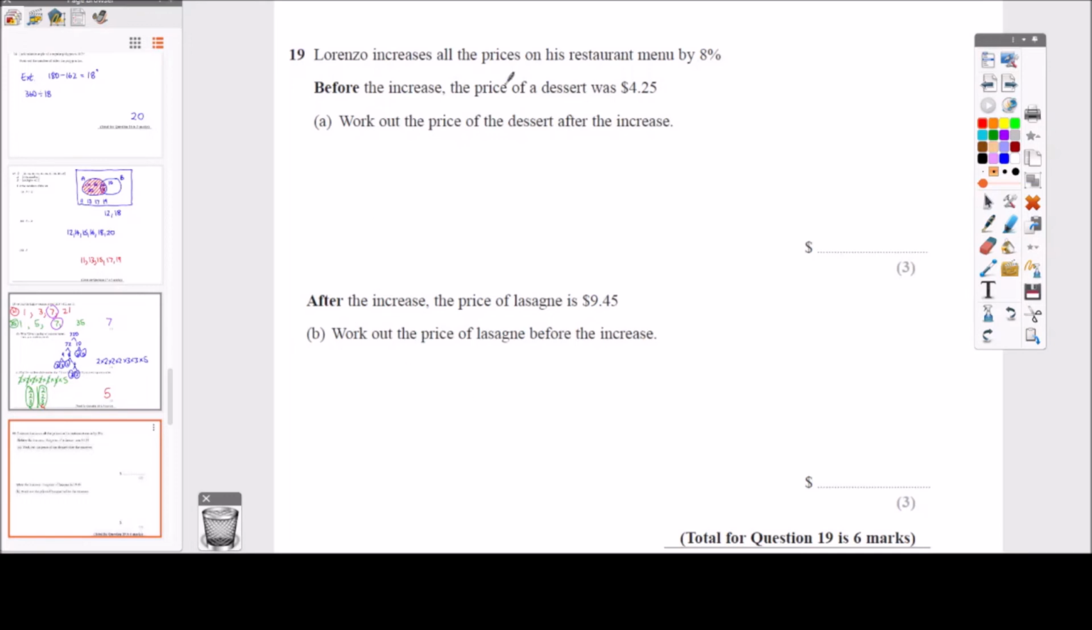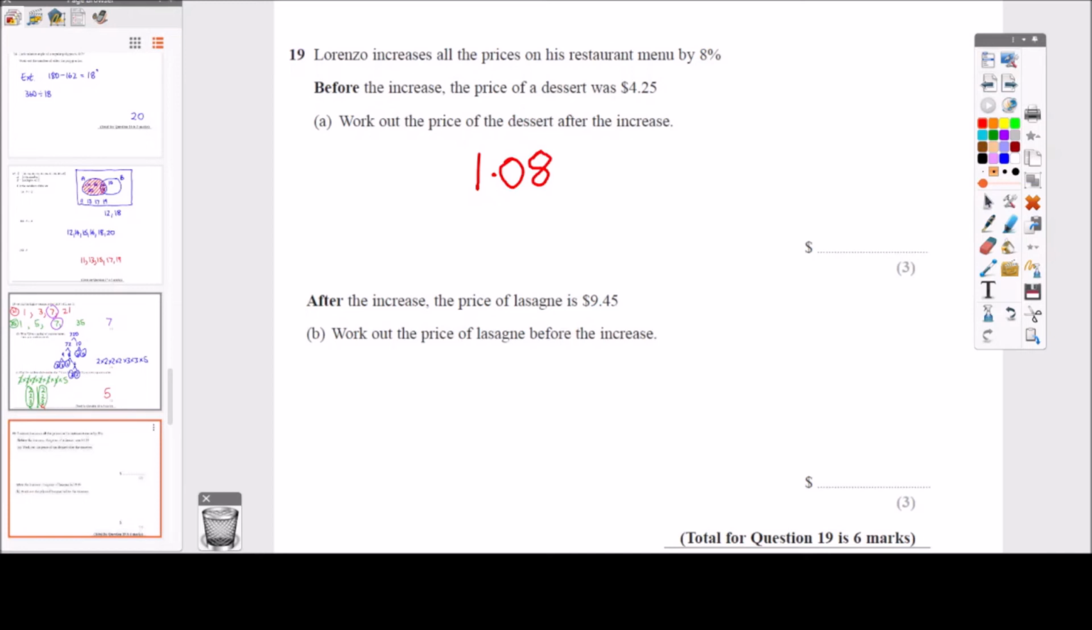Question 19. Now, with any of these percentage increase or decreases, I think it's best to use a percentage multiplier. So let me just remind you about that first of all. If something was going up by 5%, the multiplier would be 1.05. In this case, it's going up by 8%, so the multiplier is going to be 1.08. The 1 represents the starting price, and the 8 in the hundredths column represents the 8% increase.